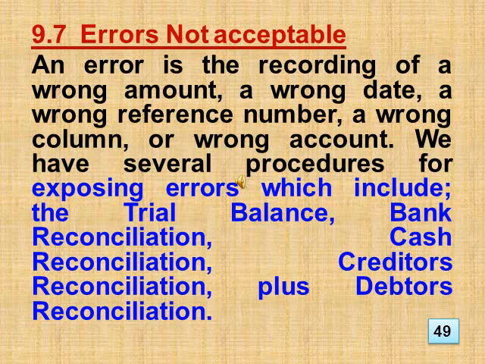Section 9.7. Errors not acceptable. An error is the recording of a wrong amount, a wrong date, a wrong reference number, a wrong column, or wrong account. We have several procedures for exposing errors, which include the trial balance, bank reconciliation, cash reconciliation, creditors reconciliation, plus debtors reconciliation.